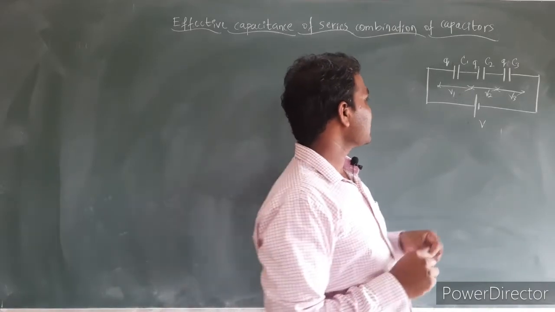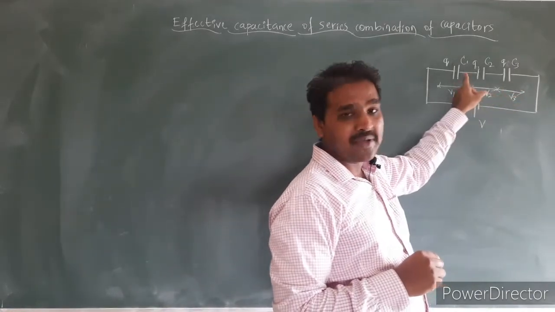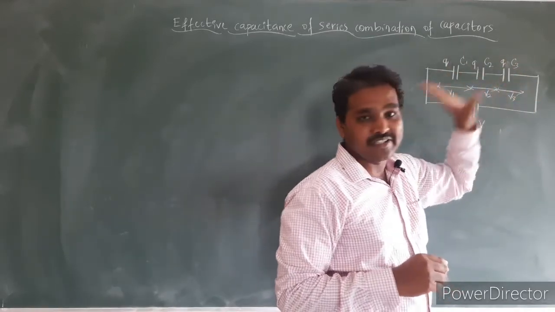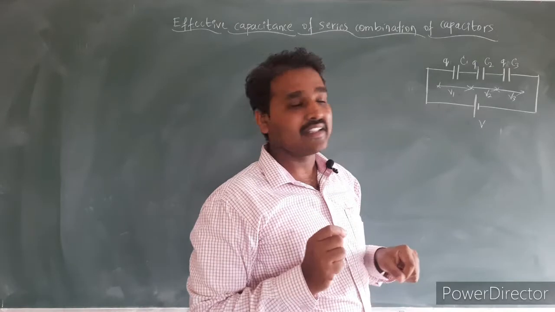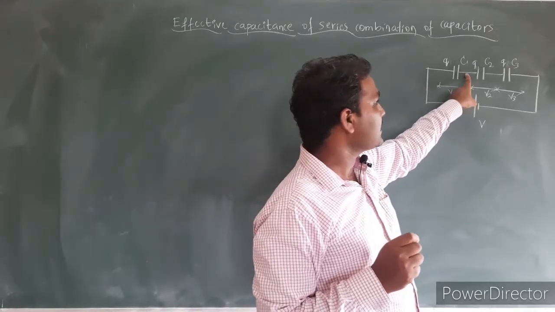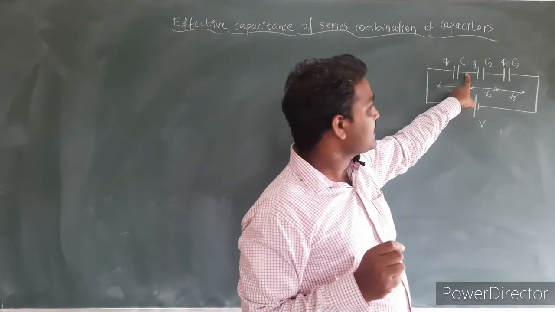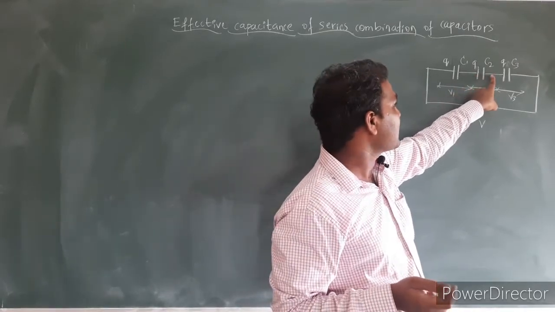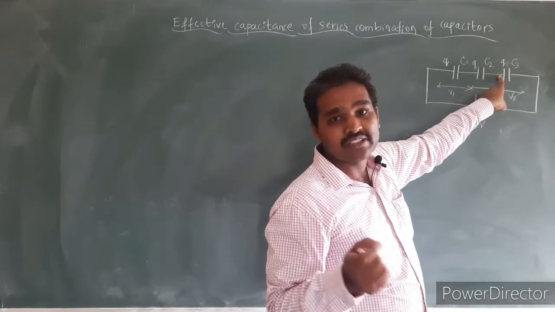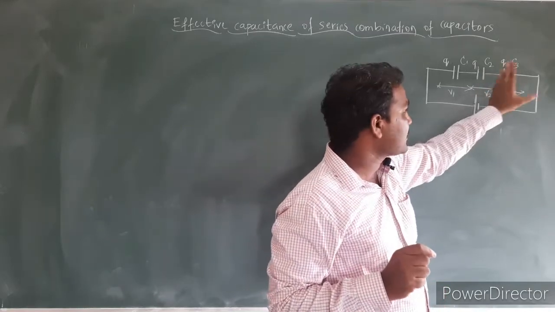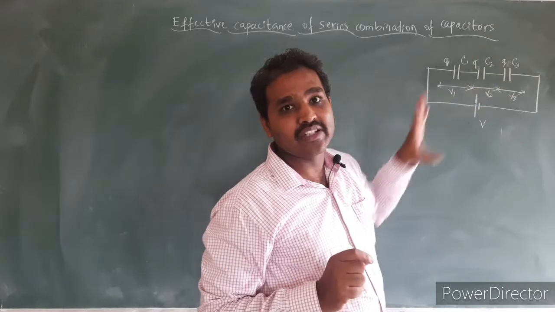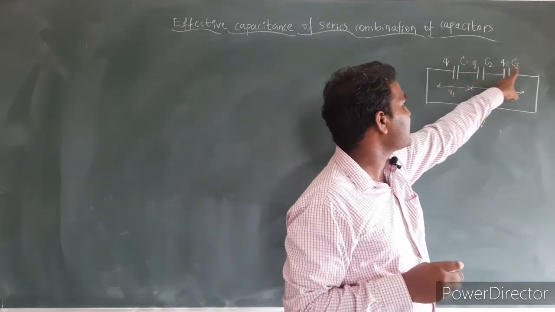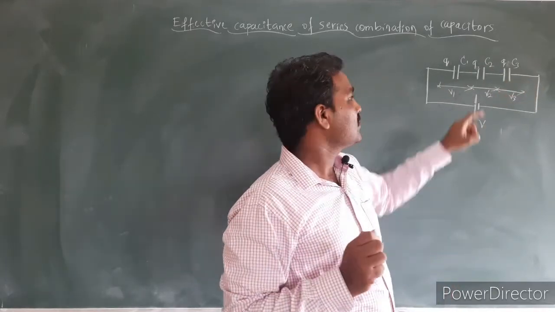For this, let us consider three capacitors of capacitances C1, C2 and C3 which are connected in series. We say the capacitors are connected in series when the right terminal of the first capacitor is connected to the left terminal of second capacitor, and the right terminal of second capacitor is connected to the left terminal of third capacitor, and it just goes on. In this case, we are taking only three capacitors, and let C1, C2 and C3 be the capacitances of those capacitors.